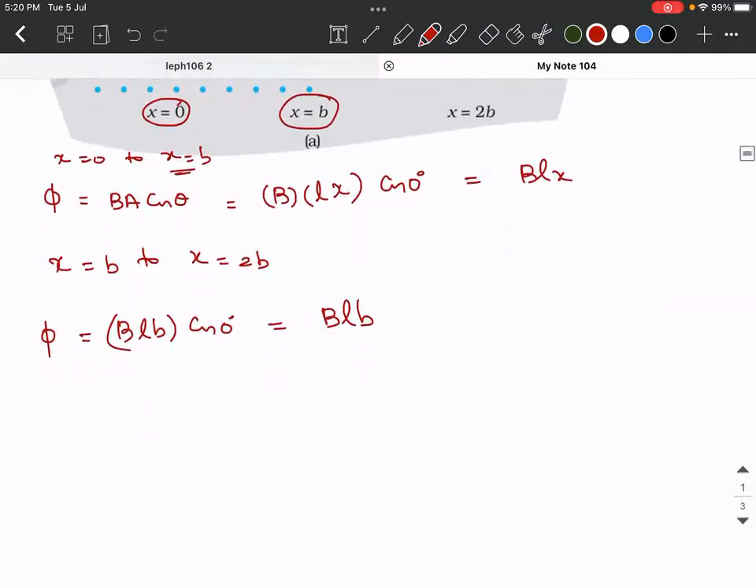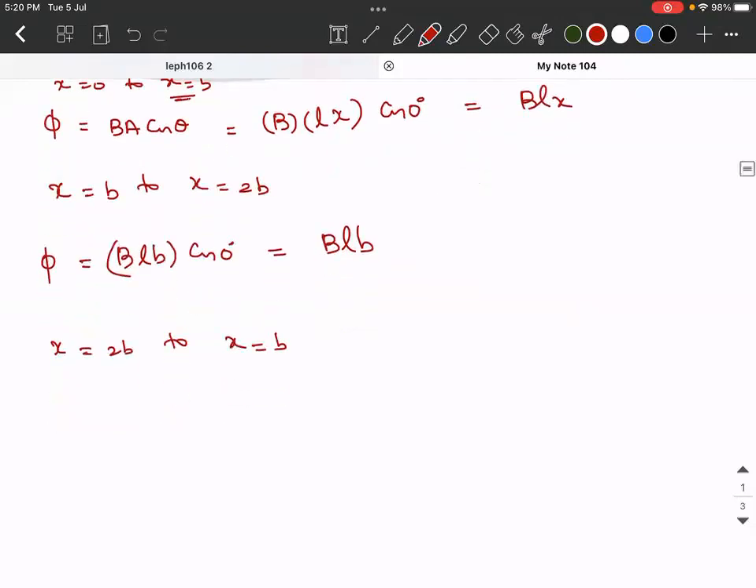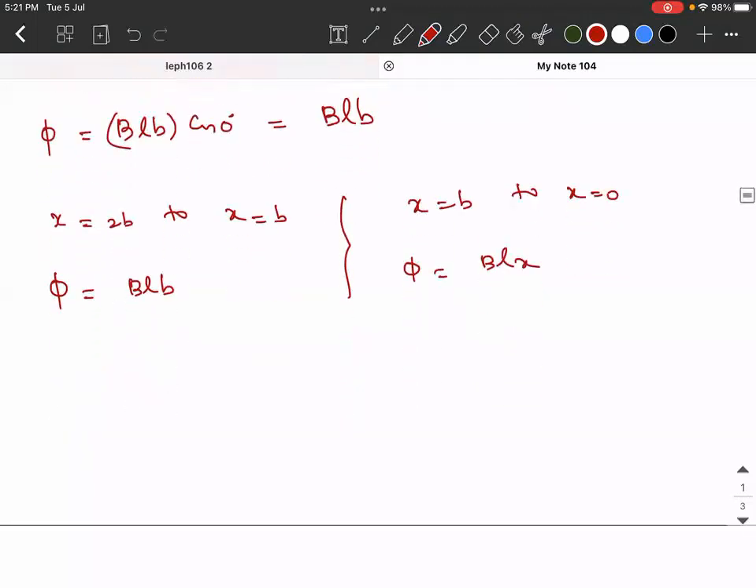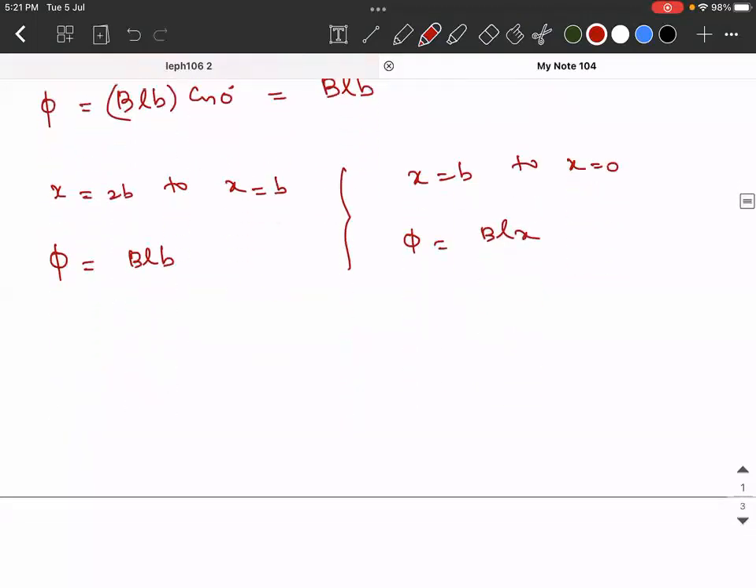Again, when it is coming from 2b to b, phi will be the same, BLb. When it is coming from x equal to b to x equal to 0, it will be BLx. So what is happening here?